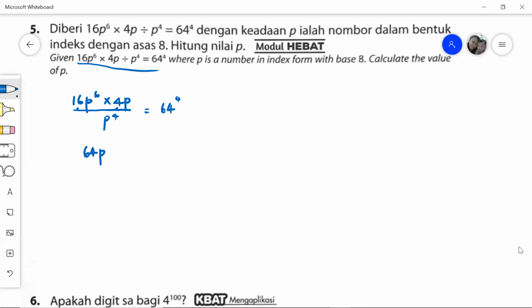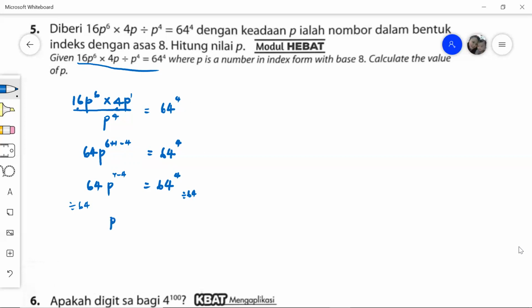And then the p part, we have multiply. So p to the power 6 multiplied with p to the power 1, we just add the index, and divide by p to the power 4, that means we minus index 4, equals 64 raised to the power of 4. So over here we have 64 p to the power of 7 minus 4 equals 64 raised to the power of 4. If both sides are divided by 64, because I want to find p, the coefficient should be carried over to the other side of the equation.